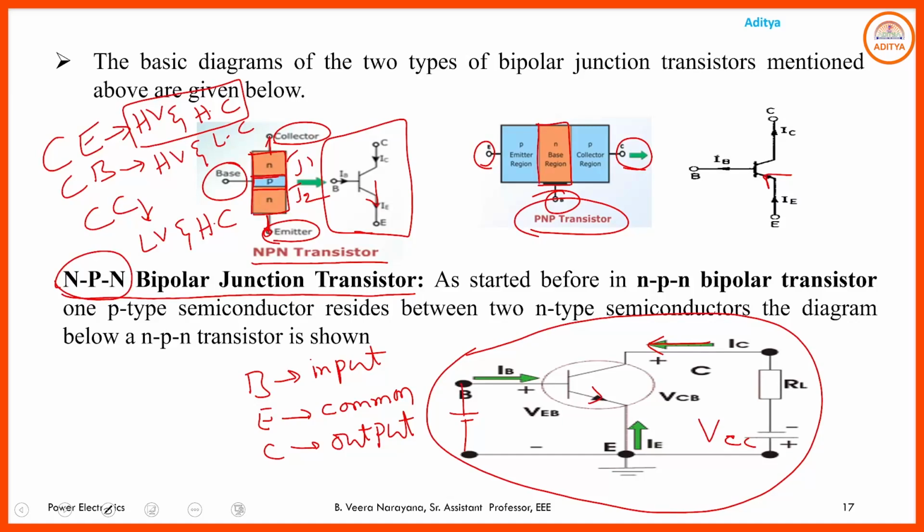So if you go through the common emitter configuration, here the input terminal is the base terminal. Here the base current is the control signal, and collector current is the output current. The emitter is common for both input and output.